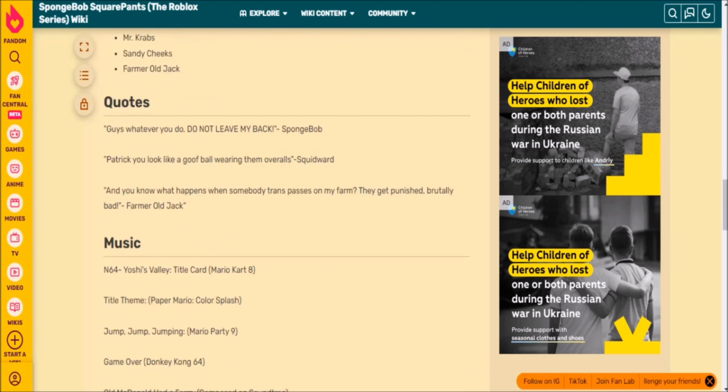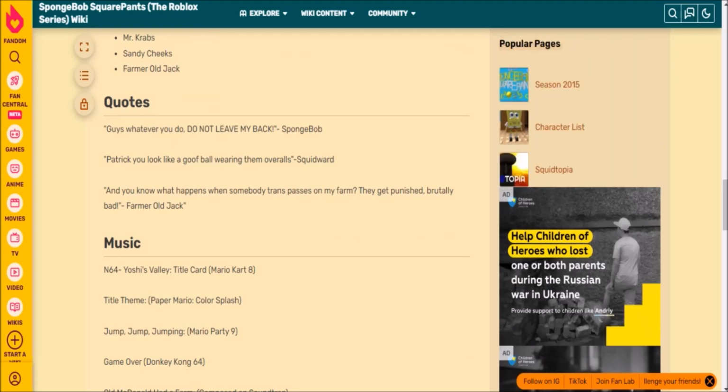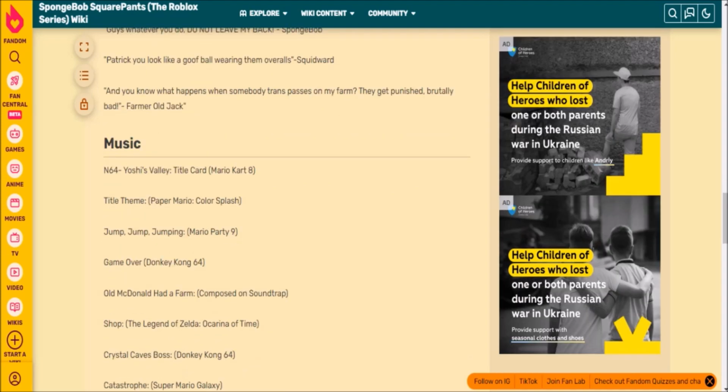Whatever you do, do not leave my back, SpongeBob. Patrick, you look like a goofball wearing them overalls, Squidward. And you know what happens when somebody trespasses on my farm? They get punished brutally bad, Farmer Old Jack.